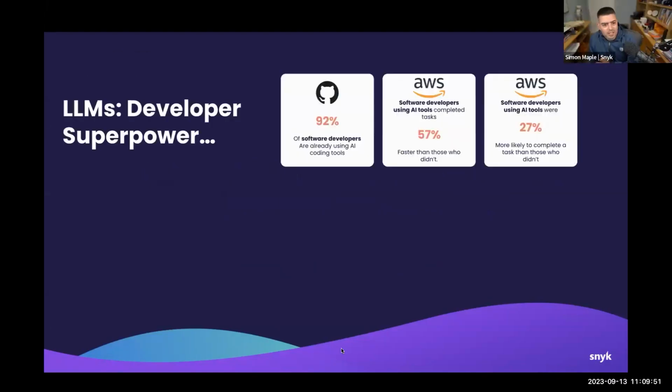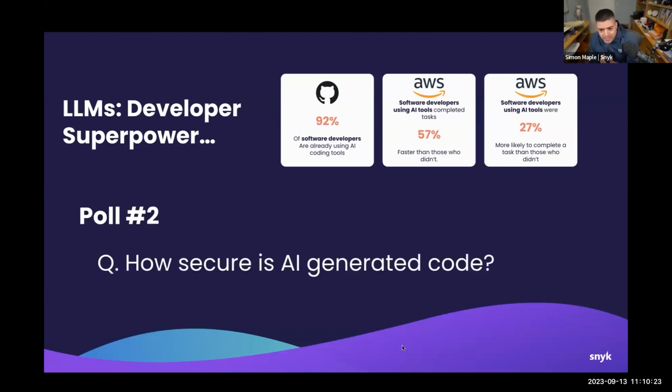Yeah, absolutely. And this kind of lines up with what we're seeing. Interestingly, GitHub's research says 92% of software developers are already using AI coding tools, but the vast majority of folks are actually finding themselves doing things faster and so forth. But let's move on to security now. Let's launch a second poll.